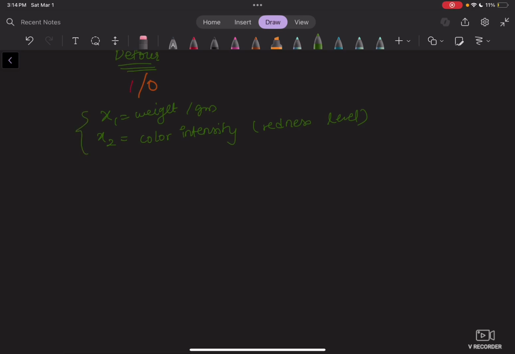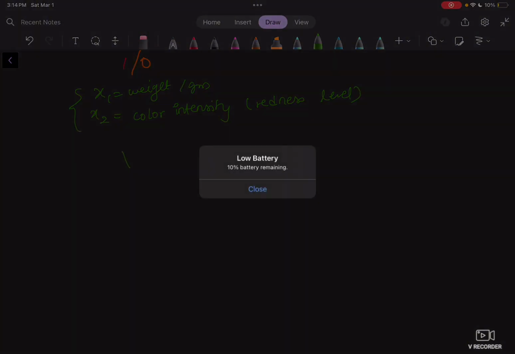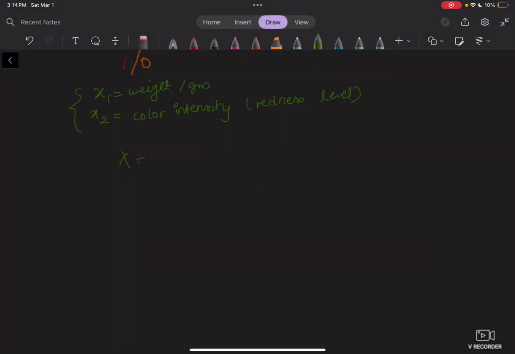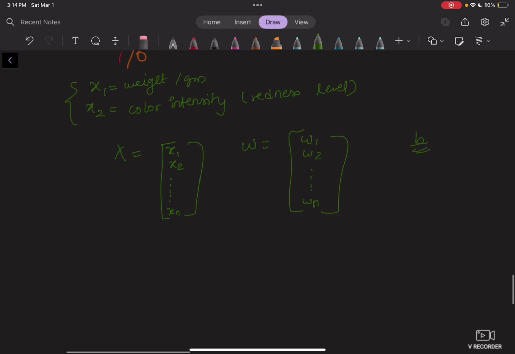So to generalize it, if we have n features for each fruit, then we represent them as a vector. Our x looks something like this: x1, x2, all the way to xn. And similarly, we assign each feature a weight, our w, which looks something like this, all the way to wn, right? And we also have our bias term b, which acts as a sort of baseline score for prediction.